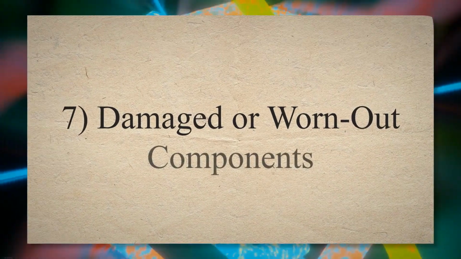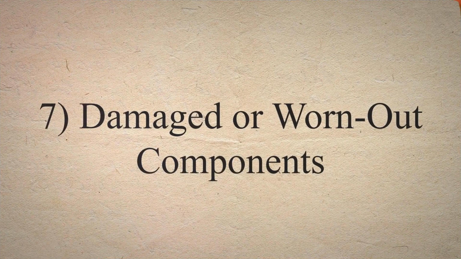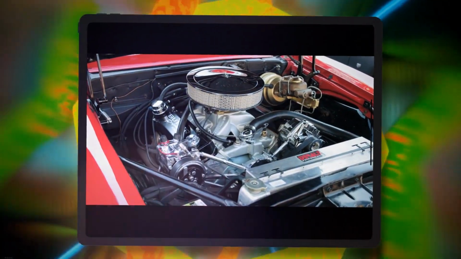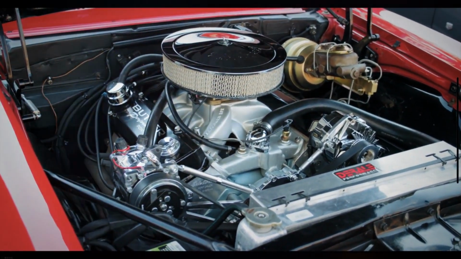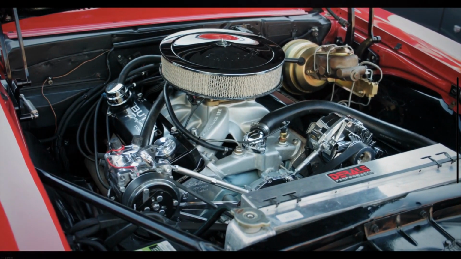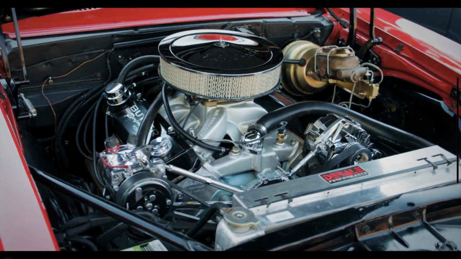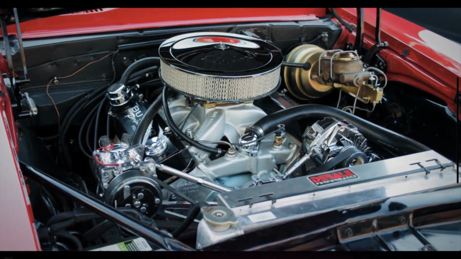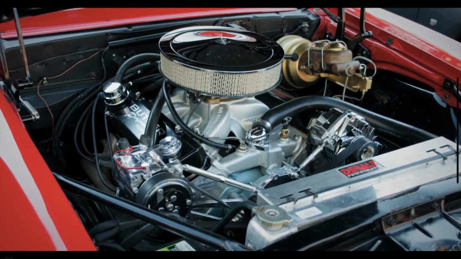7. Damaged or worn-out components. Over time, various components of the air conditioning system can wear out or become damaged. This can include the evaporator, expansion valve, or hoses. When these components are compromised, the system may not work effectively.